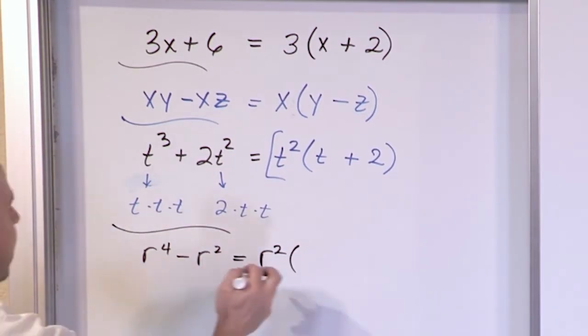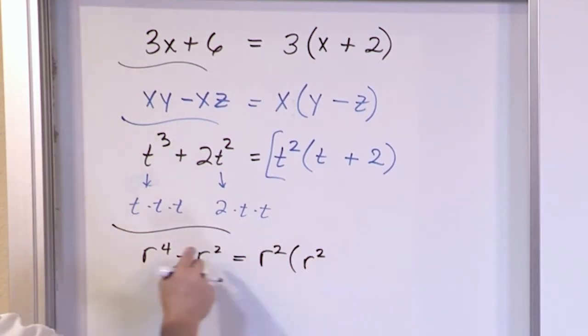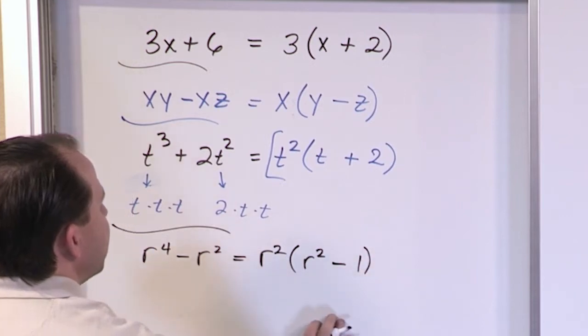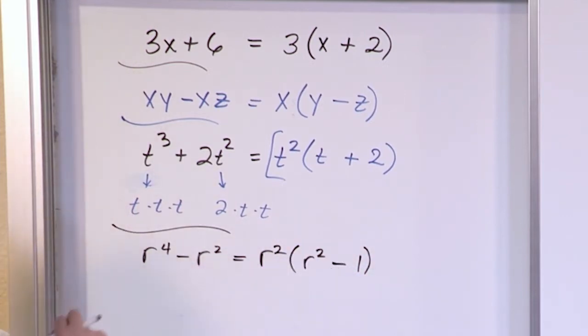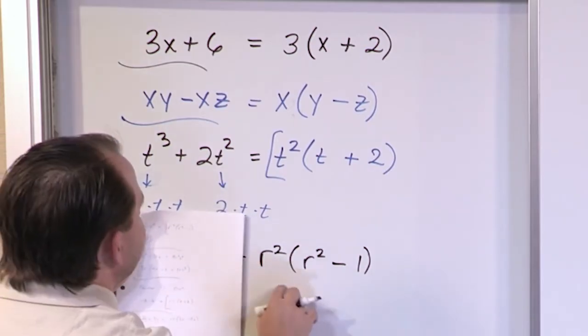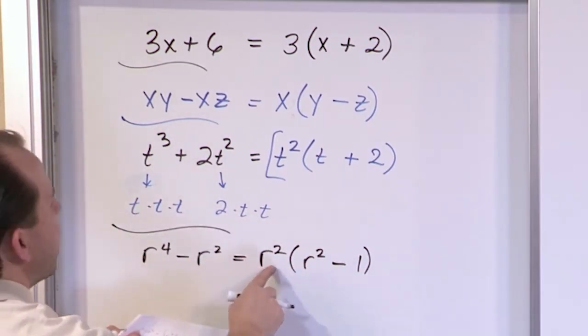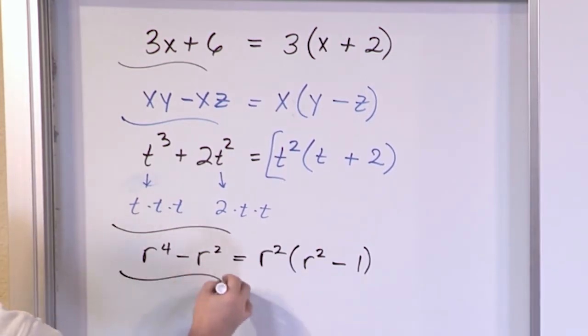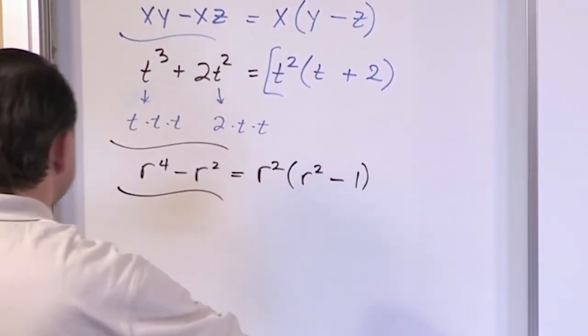So for the first term, I'd have to have an r squared in the middle to make 4. And here it would just be minus 1 because I pulled out all of the r squareds on the outside. So the only thing I have left is a 1 there. Now to check it, r squared times r squared is r to the 4th. R squared times negative 1 is negative r squared. So that's the answer. Now let's do a slightly larger one.